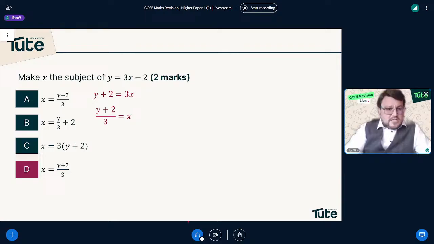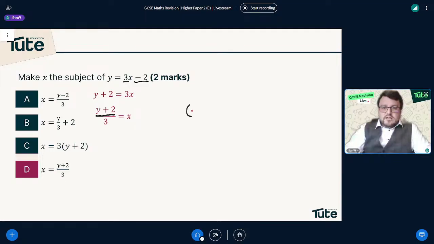The answer for this one, by the way, is D. X is equal to y plus 2 all over 3. Because you start by inversing the last thing that affects the x. And the last thing that affects the x, according to BIDMAS, is subtracting 2. So I add 2. And the first thing that affected the x was multiplying by 3. So I divide by 3. And remember, you're dividing y plus 2 by 3, not dividing 2 by 3 or y by 3, but both of them. So make sure that your line is all over 3.